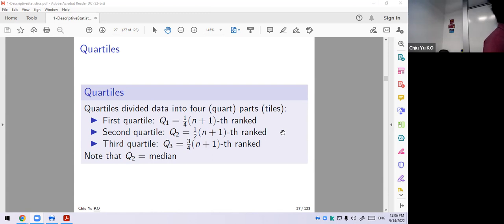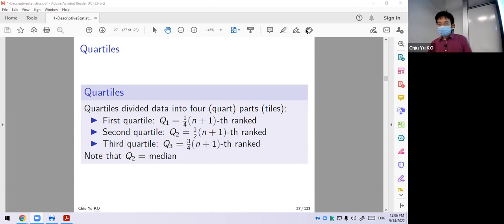When it's 2/4, we apply the method we learned for the median, right? It's halfway between the two. So what happens when you have 1/4? Suppose your data ends up with 3.25, okay? What can you do? What you're going to do is what we call interpolation.